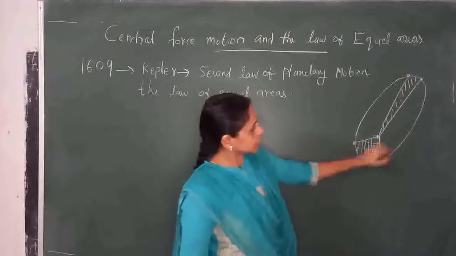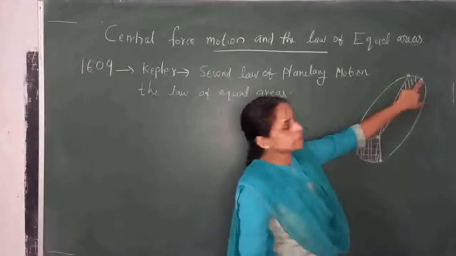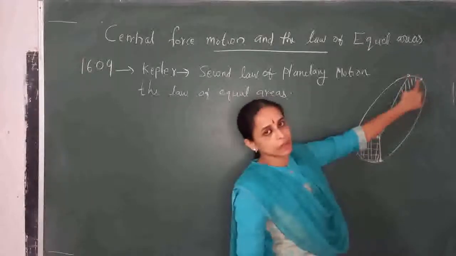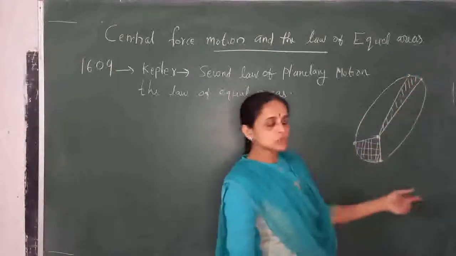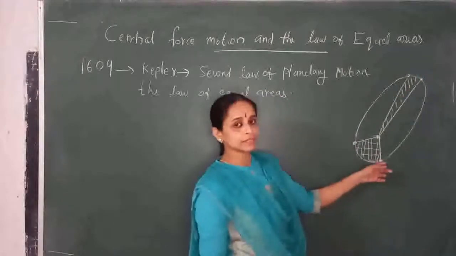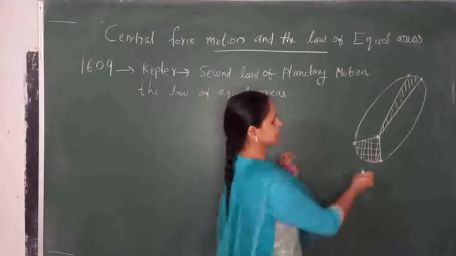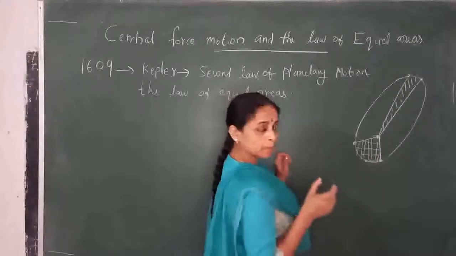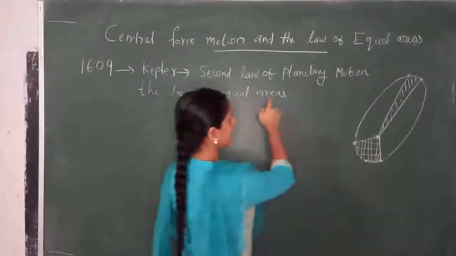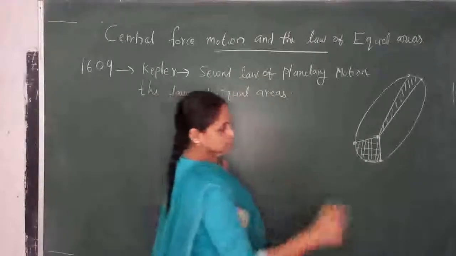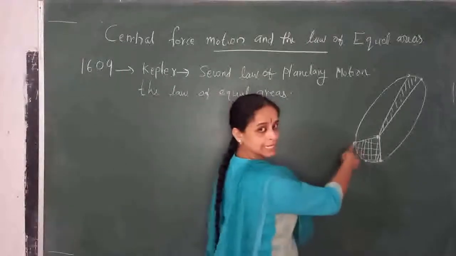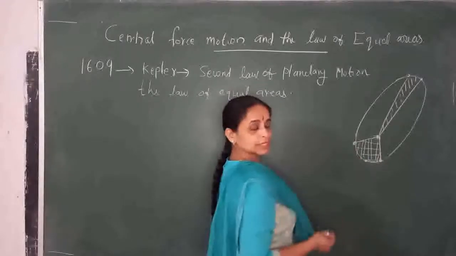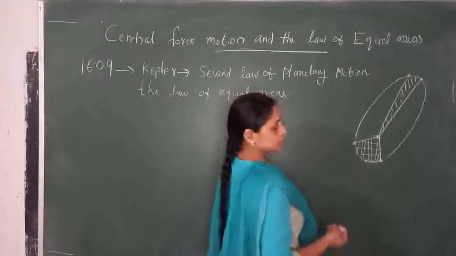If the planet is moving at a particular velocity v here, and if the planet is moving at the same velocity here, we will not get equal areas; it may reach some point here after delta t time. But we have the law of equal areas, so the planet should reach here in a delta t time. So what is actually happening there?